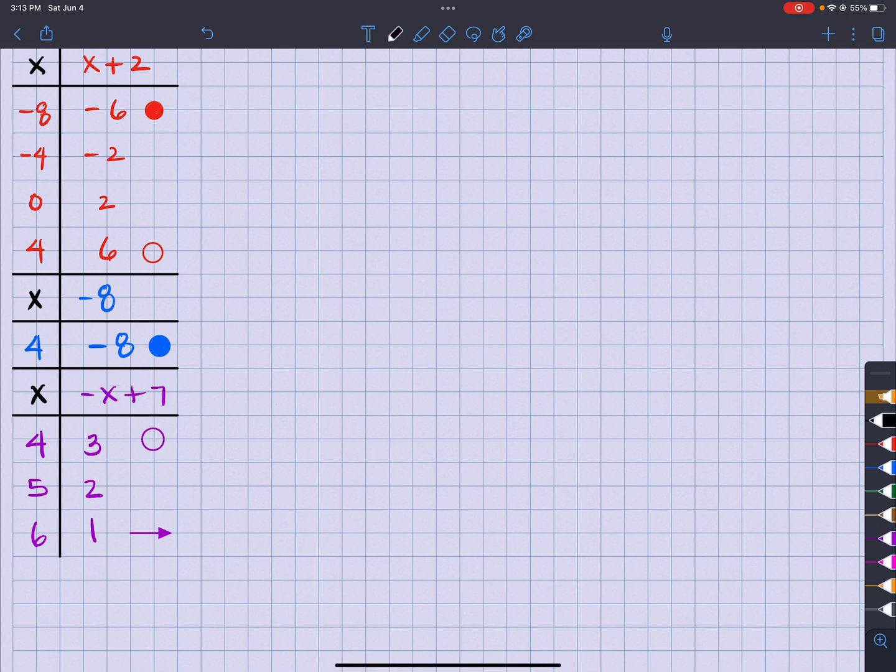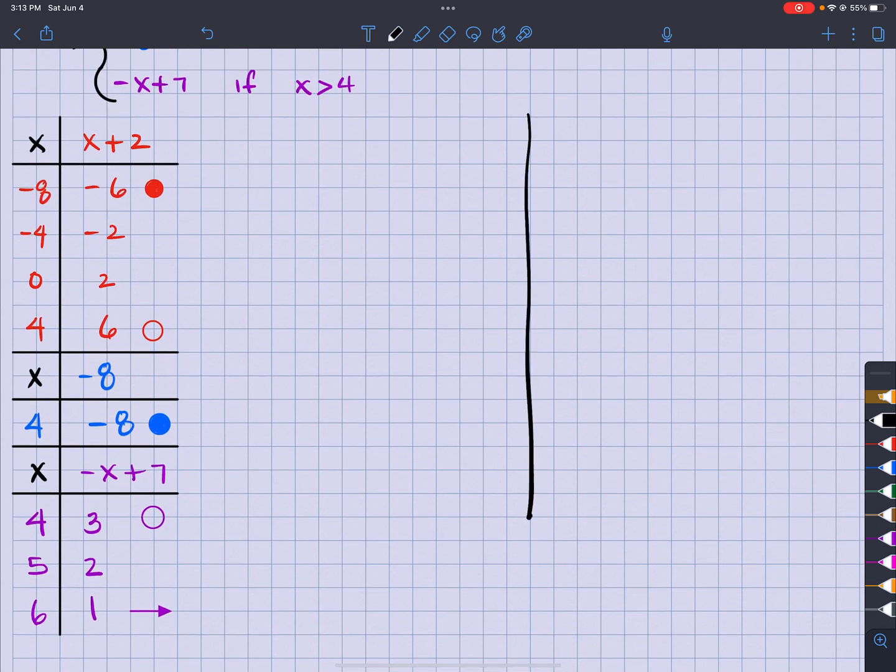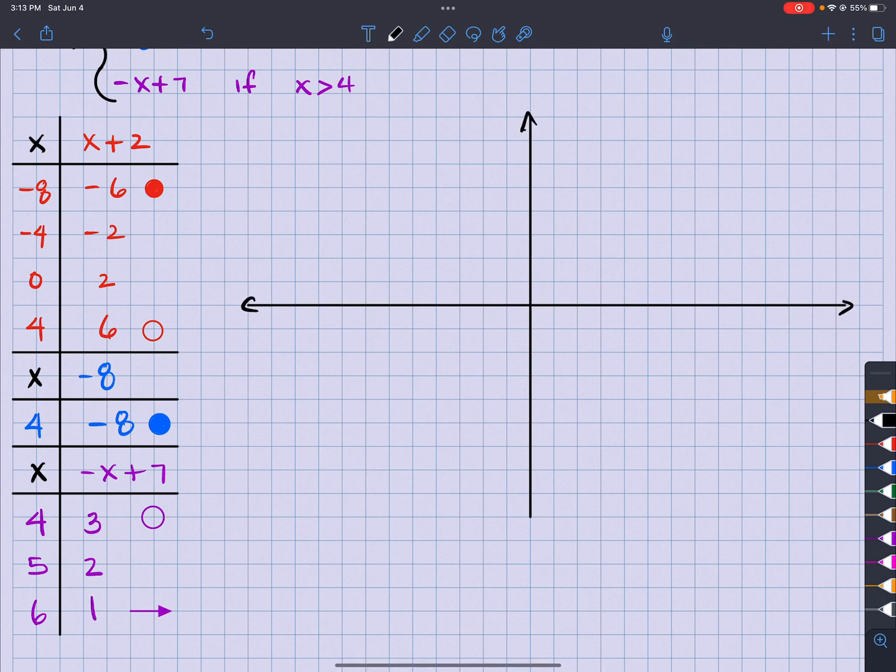All right, so let's go ahead and plot this right here. It's got to get to -8. So this is going to be a kind of big graph here. All right. So at -8 is going to be -6. So it's going to be right here. There we go. And there's a closed circle. All right, so there you go.